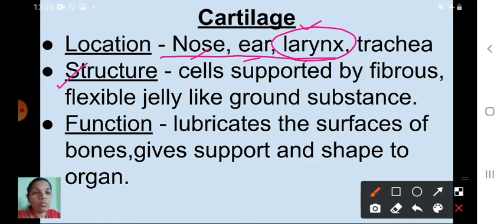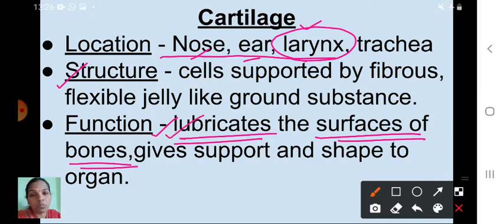What is the function? Lubricate. See here, children, the function is: lubricates the surfaces of bones. Lubricate means what? For a machine, we have to apply oil or grease to make it function smoothly, isn't it? Like that, this cartilage is used as a lubricant for our bones. With the help of this cartilage only, our bones are working smoothly.